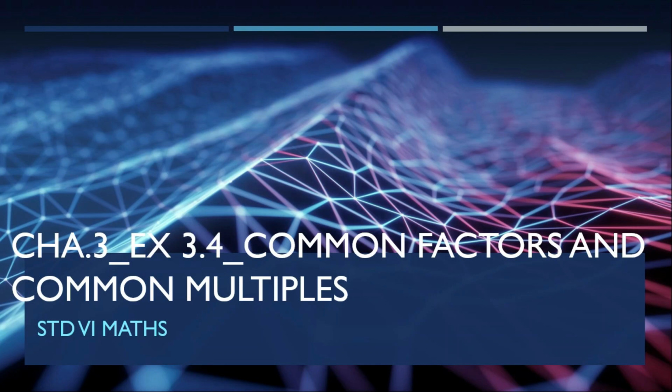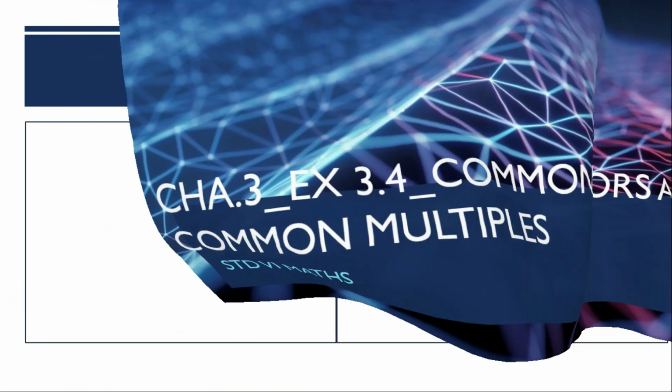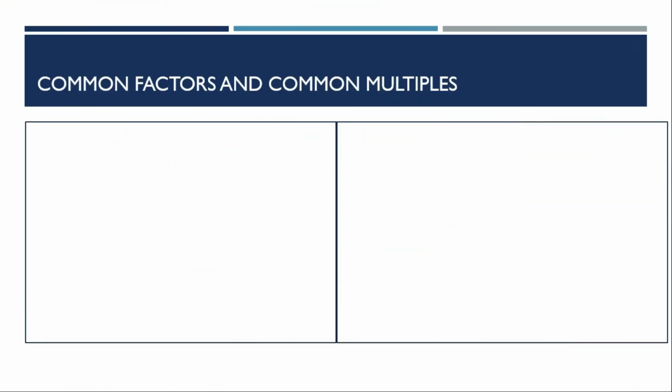In this session, we are going to see common factors and common multiples. What is meant by common factors and common multiples? This also you have learned in 5th standard. How to find this? First, we have to find the factors and multiples of the given number, and then from that, we pick out the common numbers and write them. Let us see an example.